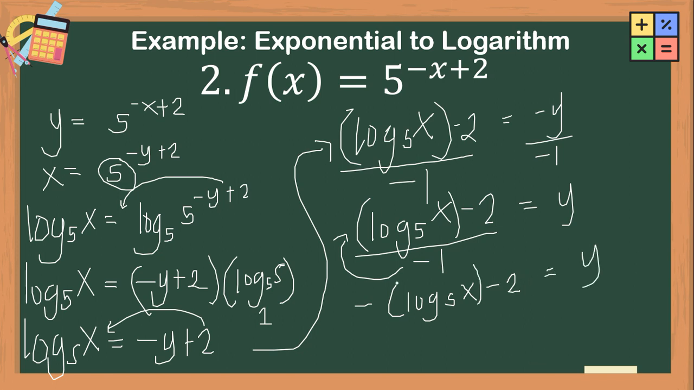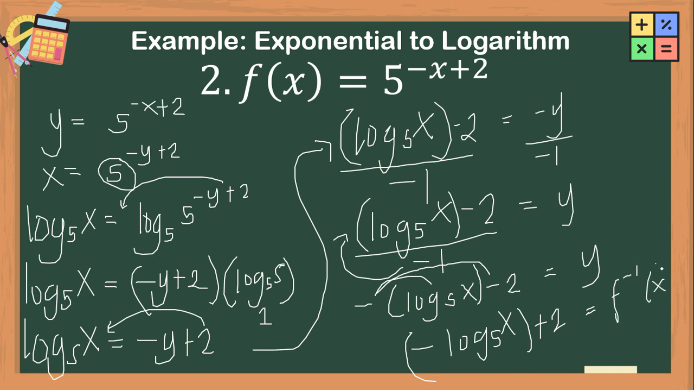Yan. So, i-distribute natin ito sa kabila. So, magiging answer natin dito is negative log x with the base of 5. So, enclose na natin dito para mas magandang tignan. Plus 2 is equal to, lagay ko na lang yung final answer na ganito. Parehas lang naman. Yan. Nasundan nyo ba yung final answer natin?